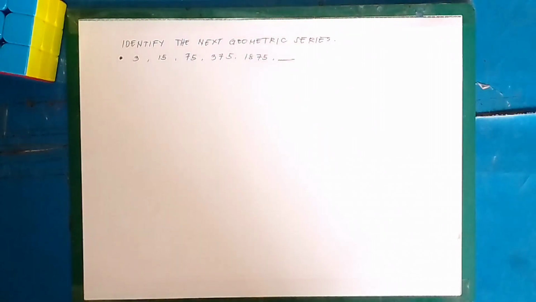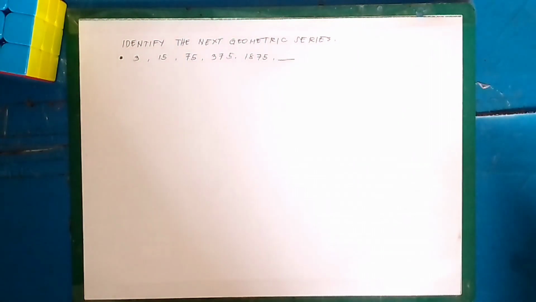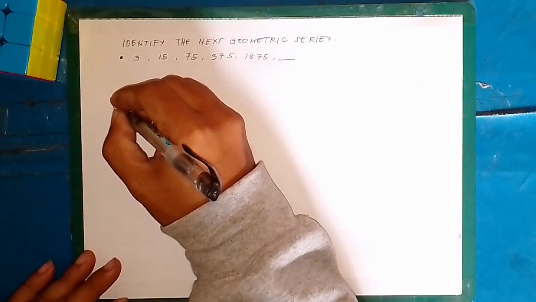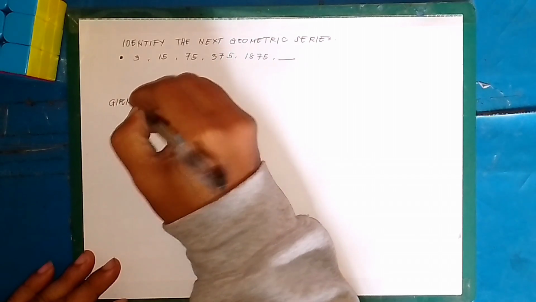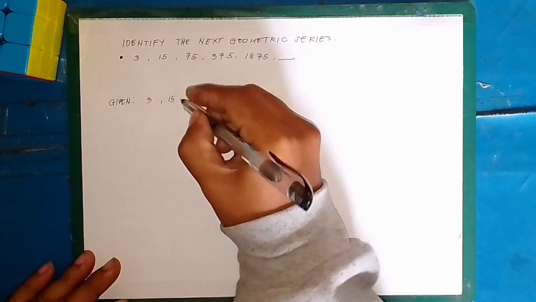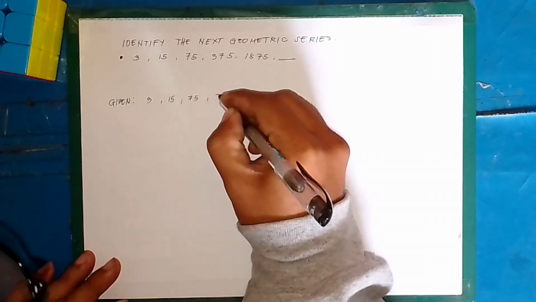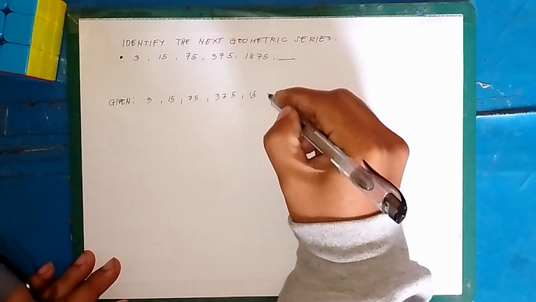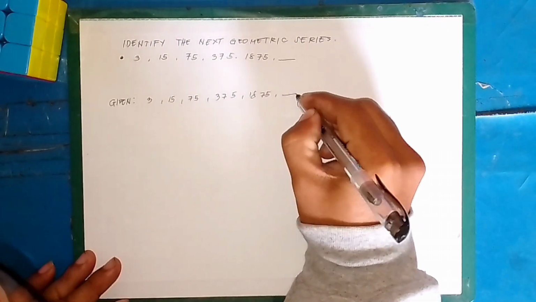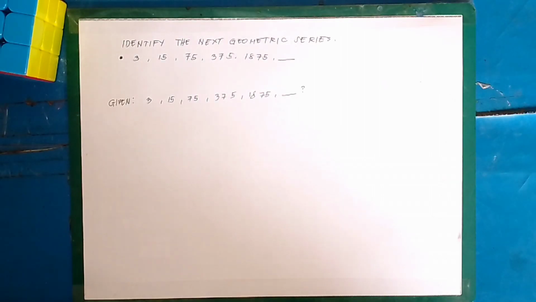For geometric series, identify the next number in the geometric series. 3, 15, 75, 375, 1,875, and the missing number. We write here the given: 3, 15, 75, 375, 1,875, and the missing number. As you can see, the given numbers are sorted from lowest to highest. We can say that this is an ascending order of numbers. But first, we use division to divide the second and first given numbers.